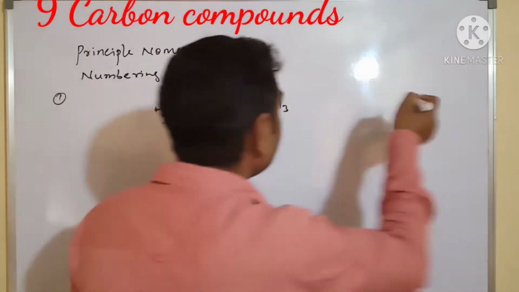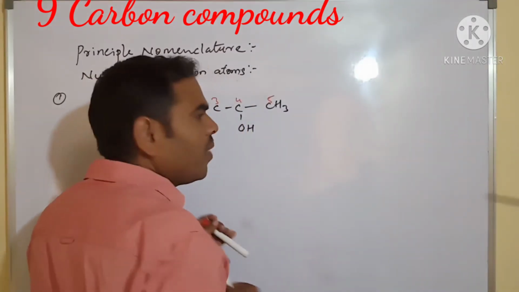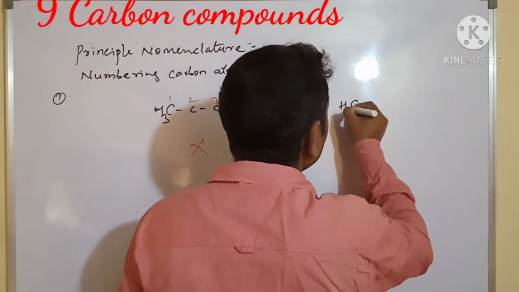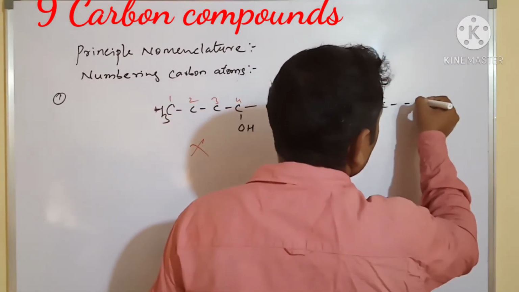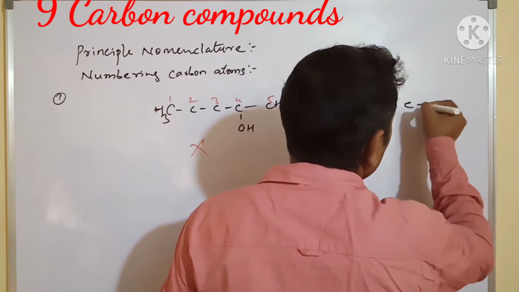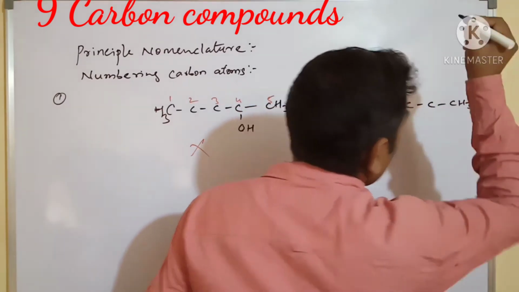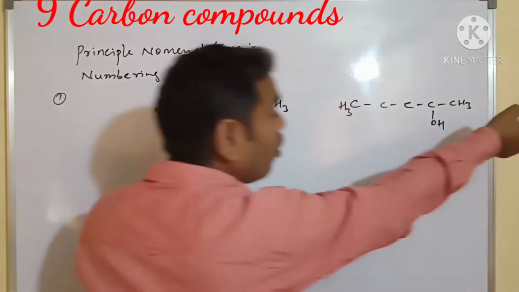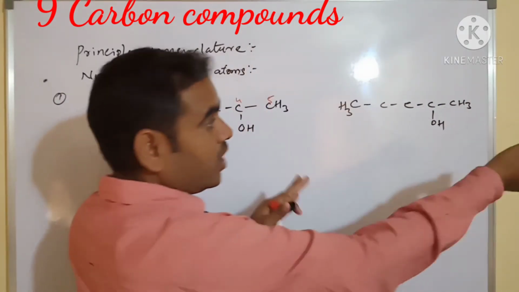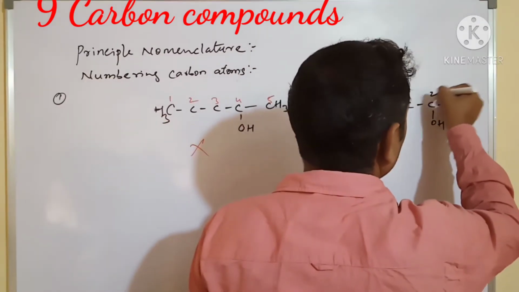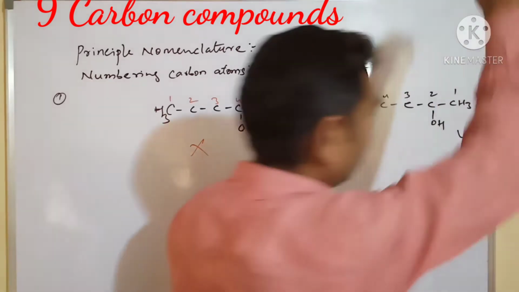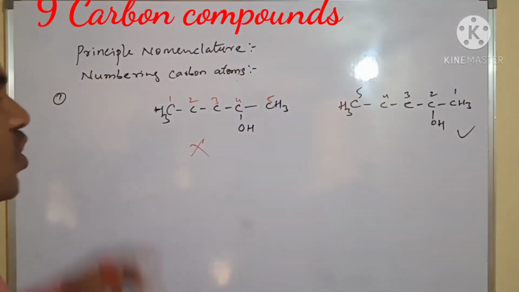Next, we take the same example. This is CH3, C, here also C, here also C, here also CH3. Now we number from right to left, 1 2 3 4 5. See, this is correct. This is wrong.